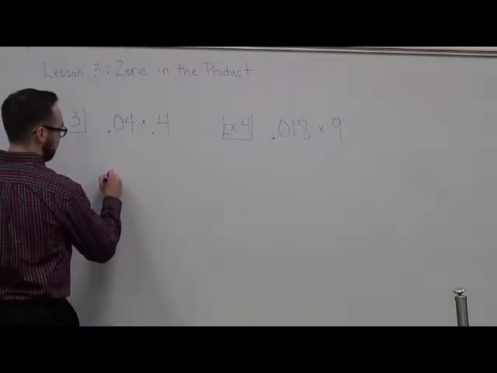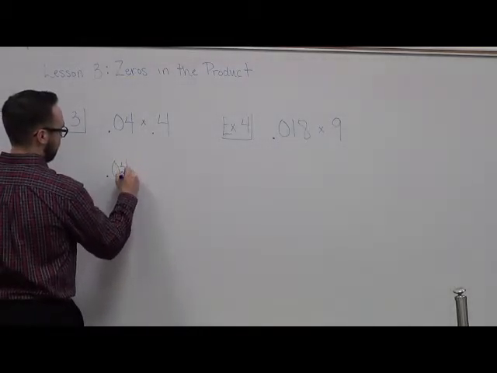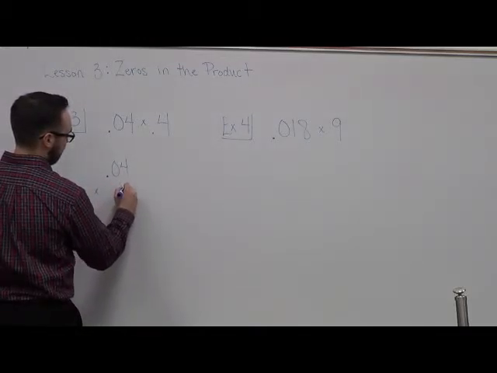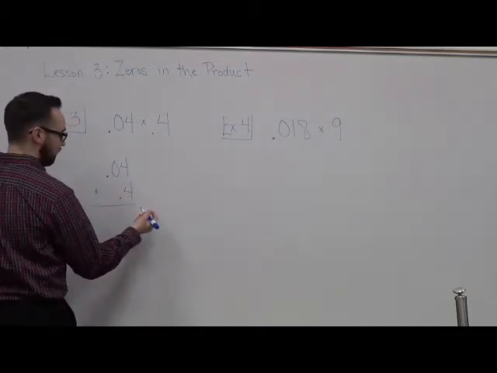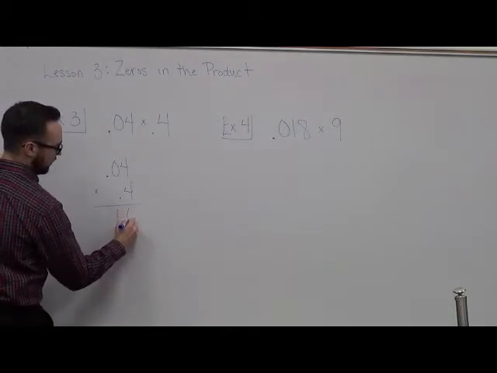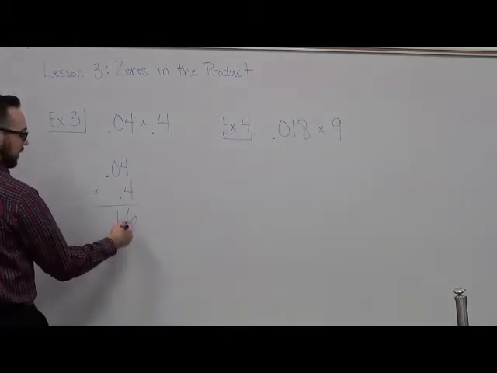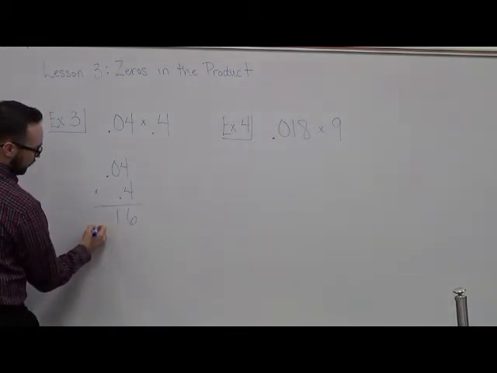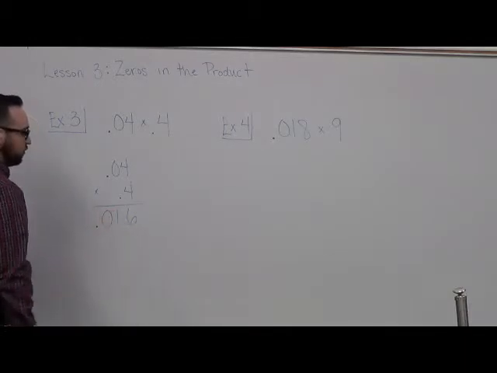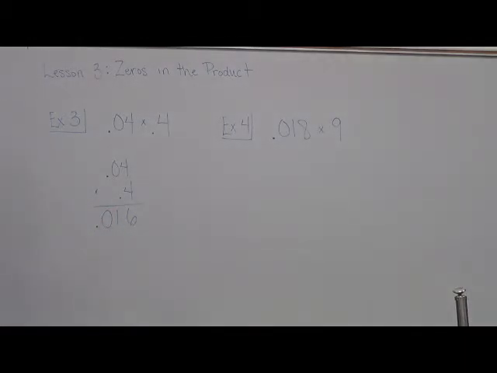So if we have 0.04 times 0.4, the only thing we have to do is the 4 times 4, which gives us 16. I just account for everything else in my decimal placement. So 3 decimals, I have to add 1 more to give me 0.016.